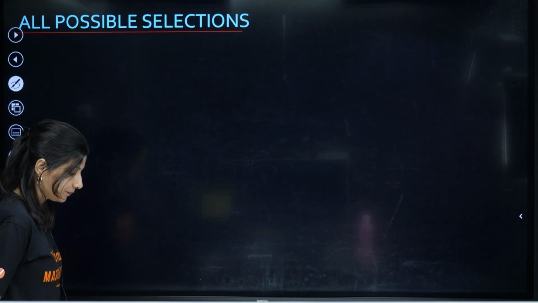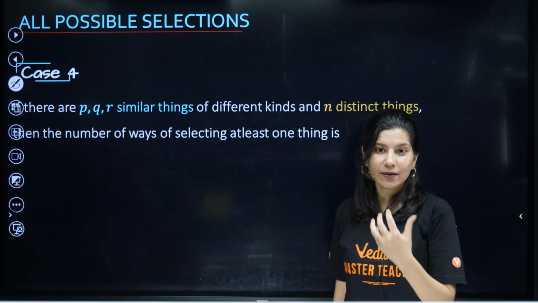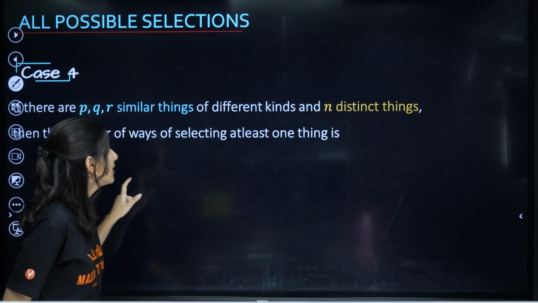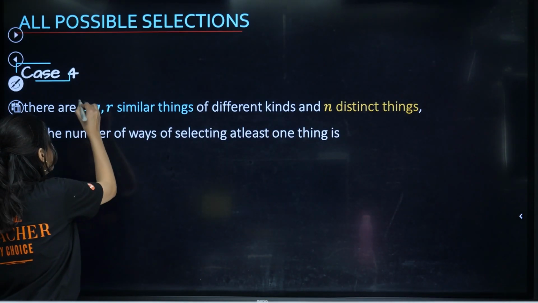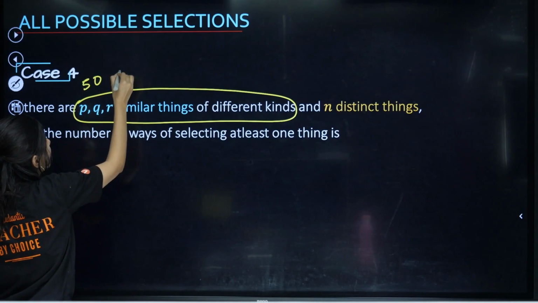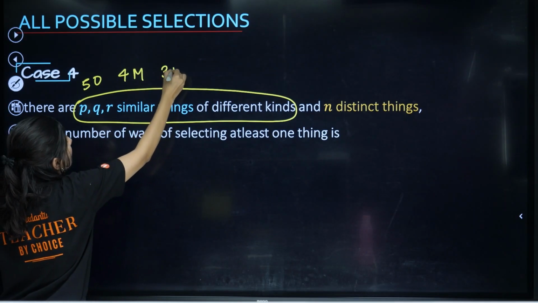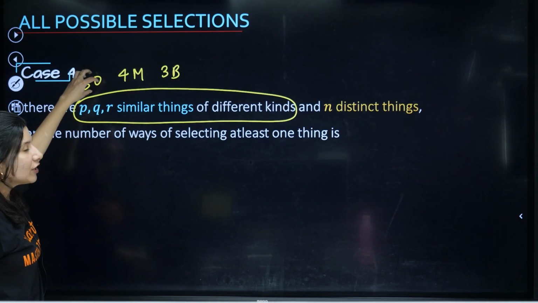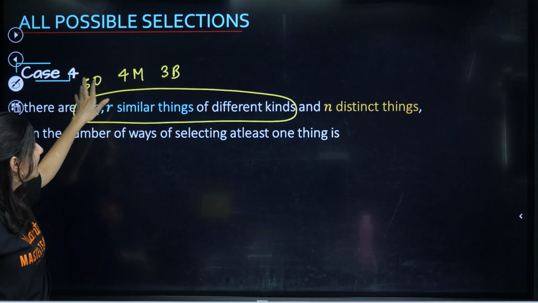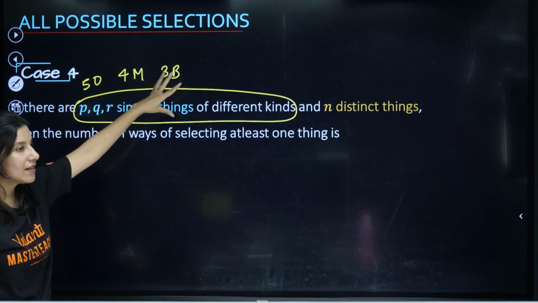Okay, all right. Clear. Now one more thing, one more understanding. Suppose there are P, Q, R similar things of different kinds. What does that mean? That means again the previous question you saw, that 5 oranges, 4 mangoes, and 3 bananas. So 5 oranges are similar, 4 mangoes are similar, 3 bananas are similar. But these 3 are different kinds also. These are not similar to each other. Individually they are similar. Okay.